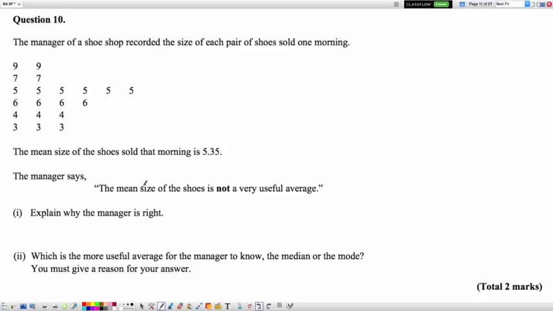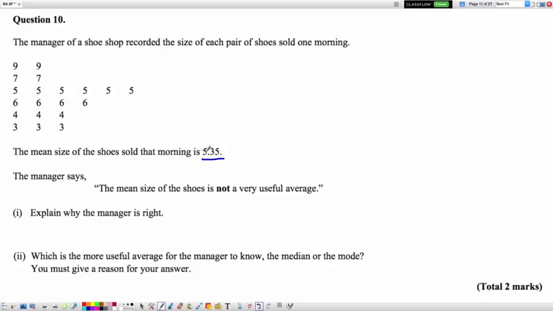The manager of a shoe shop recorded the size of each pair of shoes sold one morning. Here we have the information. The mean size of the shoes sold that morning is 5.35. The manager says the mean size of the shoes is not very useful. Explain why the manager is right.